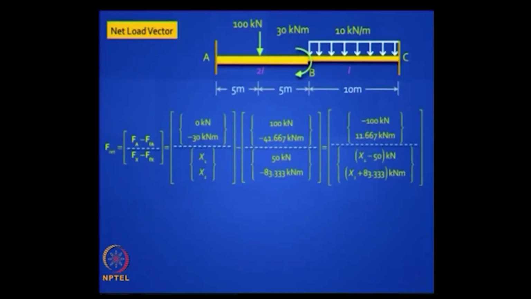Now you need to get the net load vector, which is FA minus FFA, Fx minus FFX. Now you had a nodal load, if you look at the original problem, there was a 30 kilonewton meter acting clockwise at B in the original problem. That is a nodal moment that is going at B, it is not going to any of the two elements unless you are told that it is positioned to the left or right. So it is going to the center and it could be shared in any manner possible.